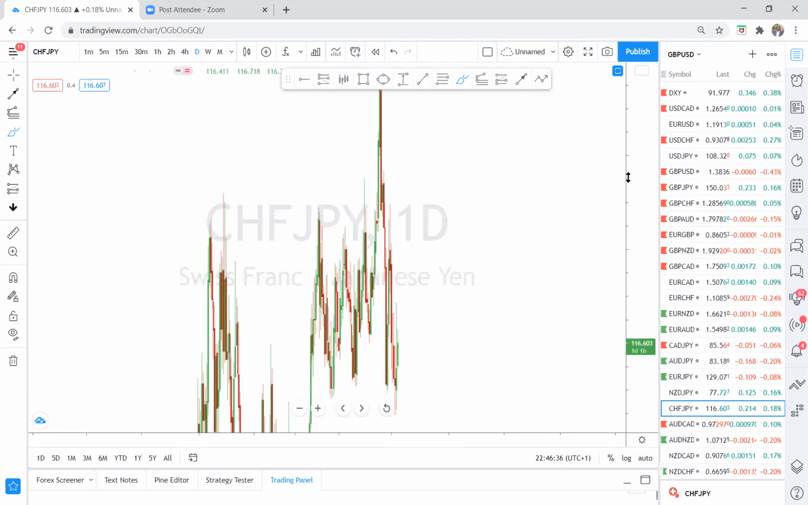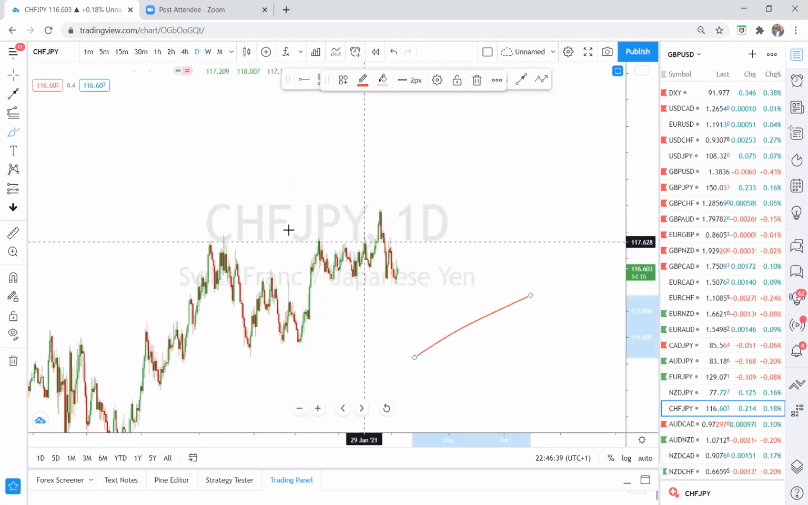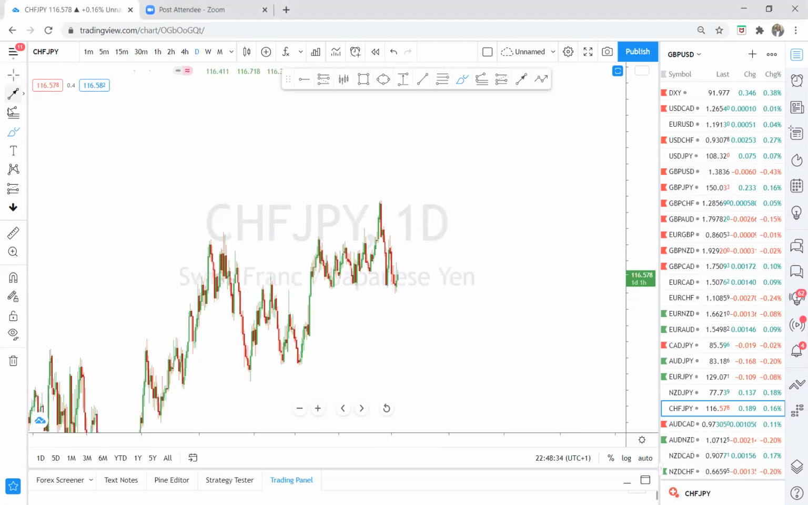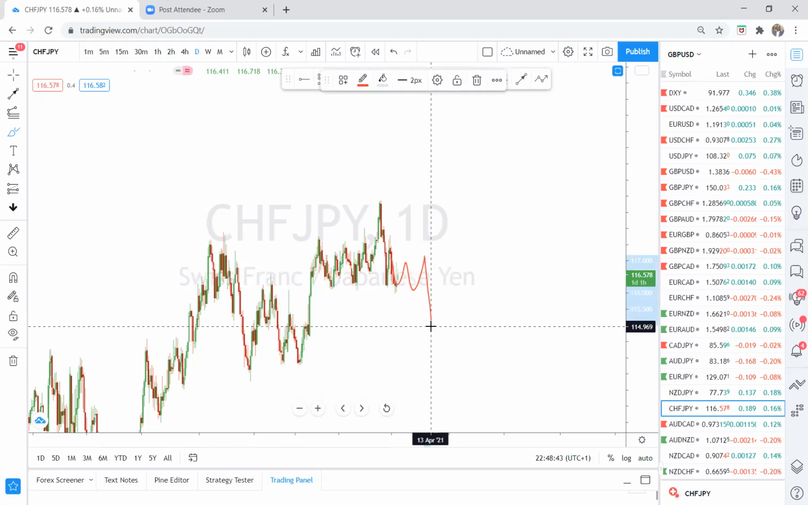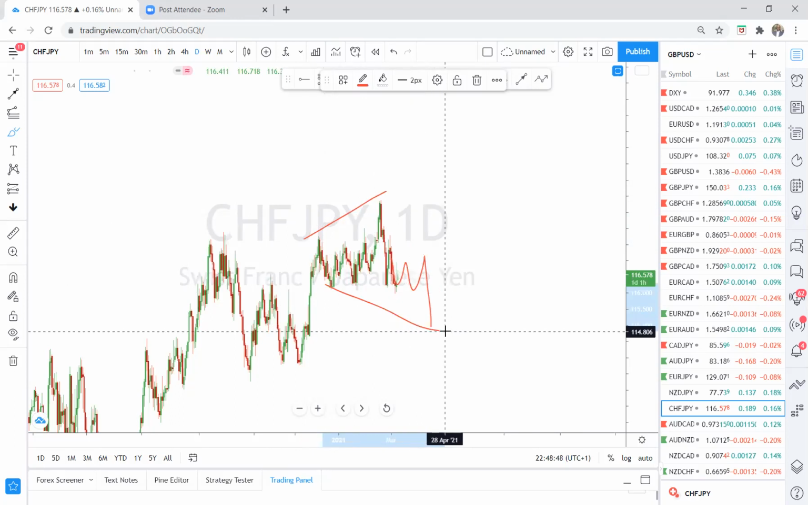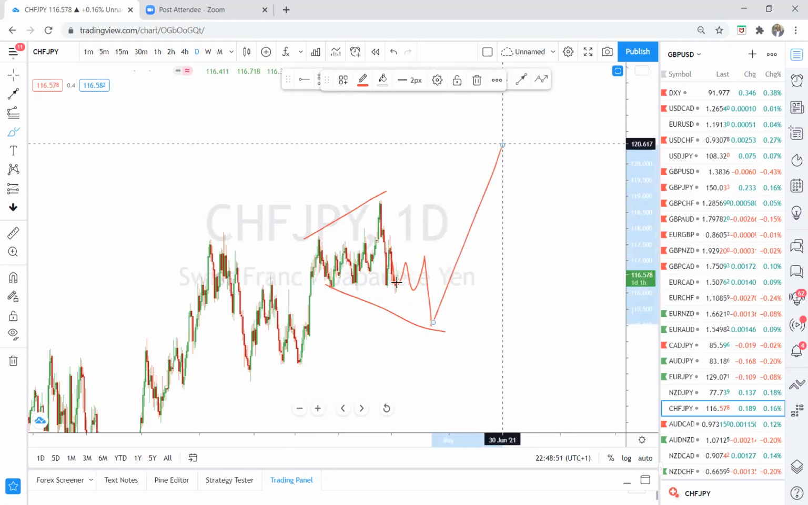Okay, we have CHF JPY. It's a bit clumsy at the moment, but I will expect this structure to form. This structure is a bit clumsy at the moment, but in any case, we will expect that this structure should correct, break down to the downside at this level. Then we can study the behavior of the market to see whether we'll have a push to the downside.